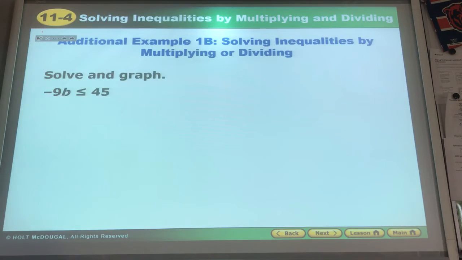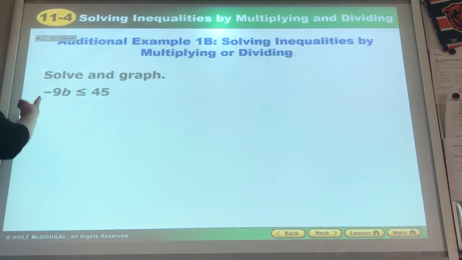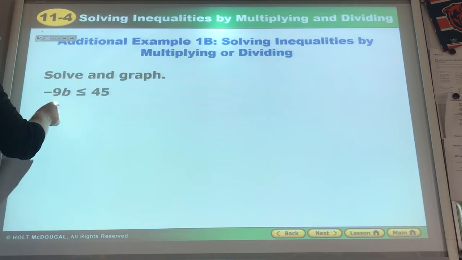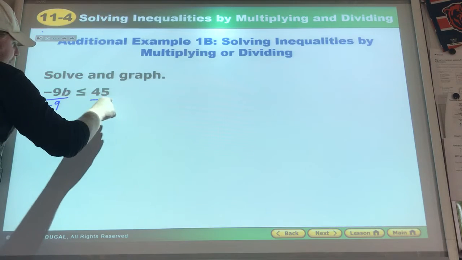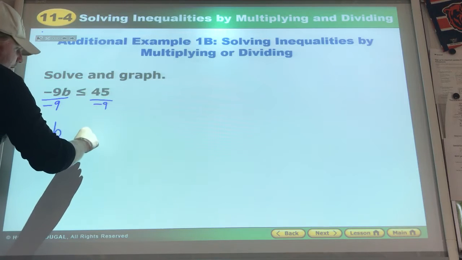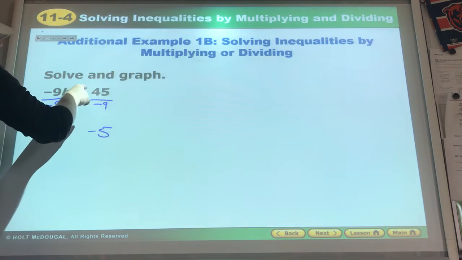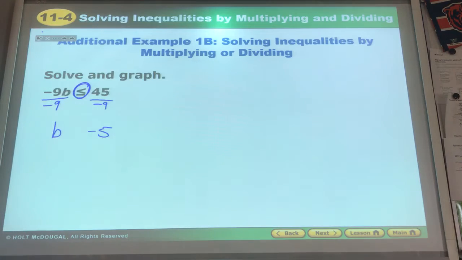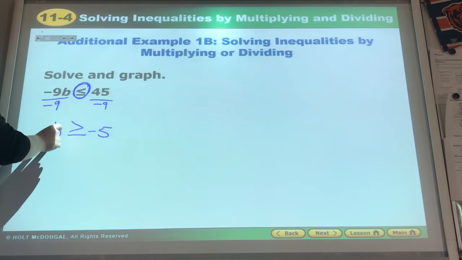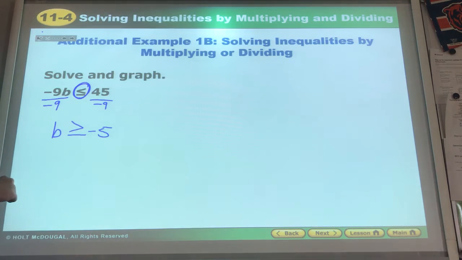All right, let's look here. Oh, warning, we see a negative sign. Not good. Well, not bad, but we have to remember an important thing. I want to get b by itself. I divide by negative 9. I divide by negative 9. b, negative 5. Remember, if we divided both sides or multiplied both sides by a negative, we had to flip the sign. b is greater than or equal to negative 5.